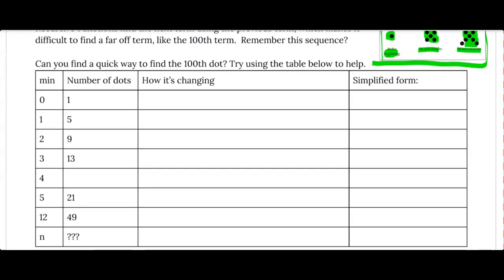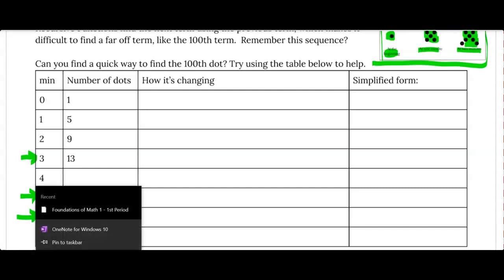So I've gone ahead and filled in the table for you with the pieces of information that we knew. We found last week that at 3 minutes we'd have 13 dots, at 5 minutes we'd have 21 dots, and at 12 minutes we'd have 49 dots. So let's look at how this is changing in our table.